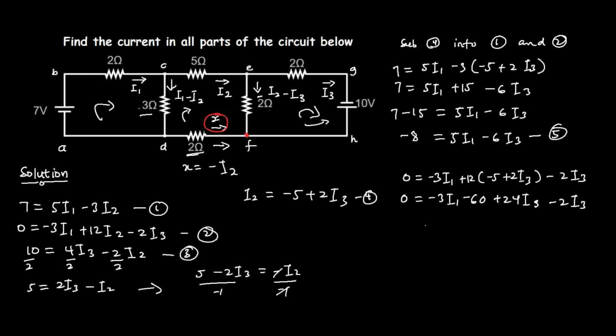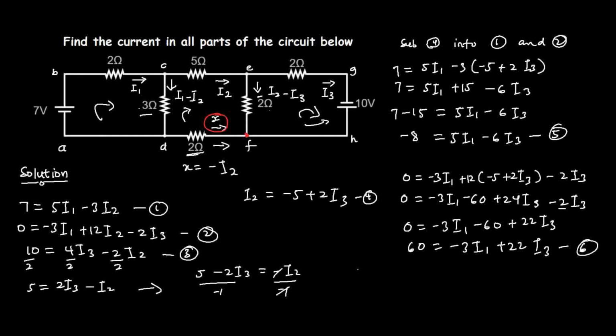Okay, so now let's continue. So this will give us 0 equals minus 3I1 minus 60 plus 22I3, because these two here will be subtracted from 24. So simplifying this, we have 60 equals minus 3I1 plus 22I3. Let's name this as equation 6.